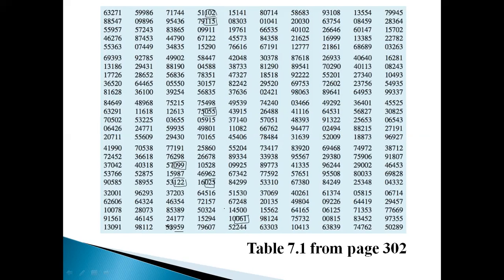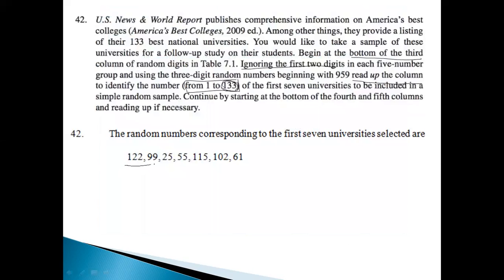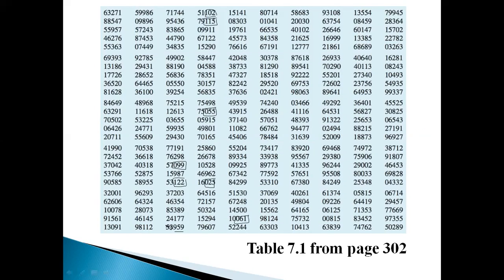So if we look at those, this should give us the same values we have right here. Okay, so that's how you use the column. You can't use the numbers that are larger than the 133, but you can use all the numbers smaller, but you have to keep going until you find all of them.